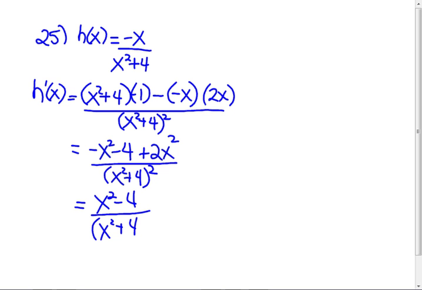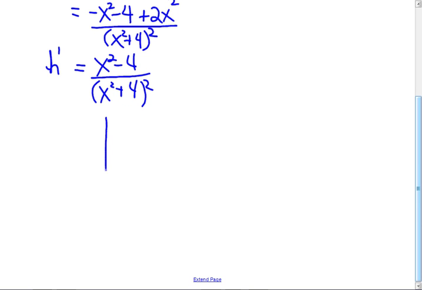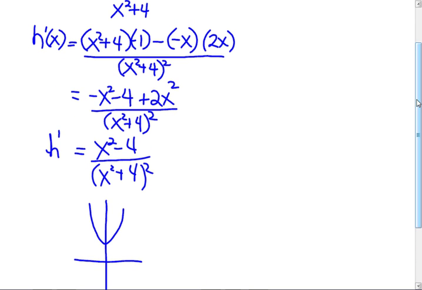Well, this wasn't that hard, was it? 2x times x is 2x squared. Then I added negative x squared plus 2x squared. Okay, is this ever undefined? Think about that. This is a parabola. It's never 0 because it's a parabola shifted up 4. Give me an x where it is 0. So the only thing I have to worry about is where the numerator is 0.